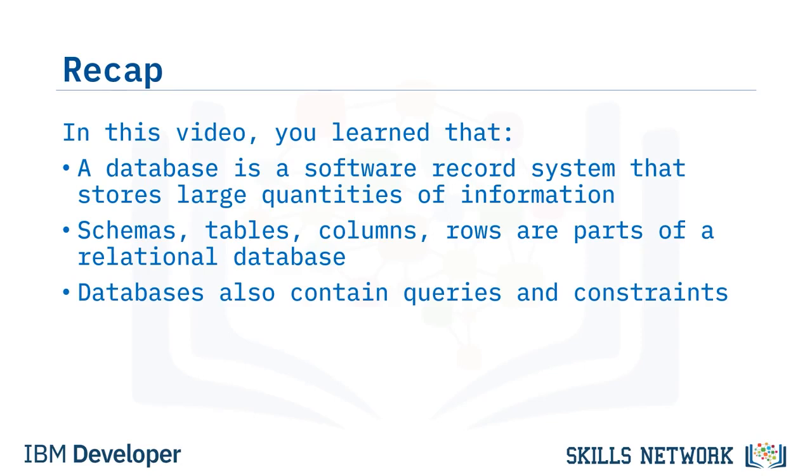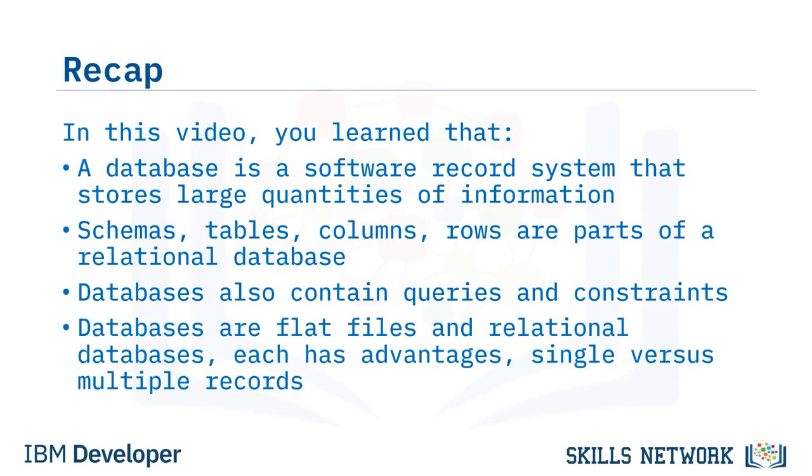A query is a way of requesting information from the database, and constraints are the rules that apply on the type of data in a table. And there are two types of databases, flat files and relational databases, and each has advantages. One of the main differences is a flat file has a single record, while a database can have multiple records.